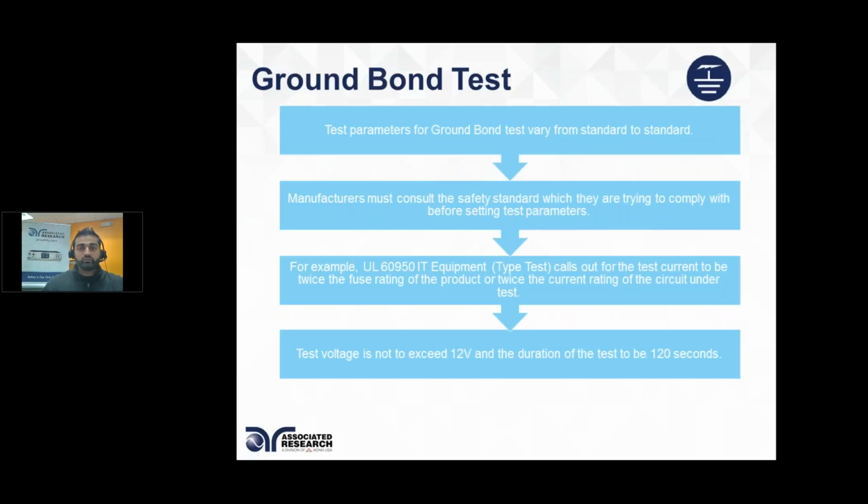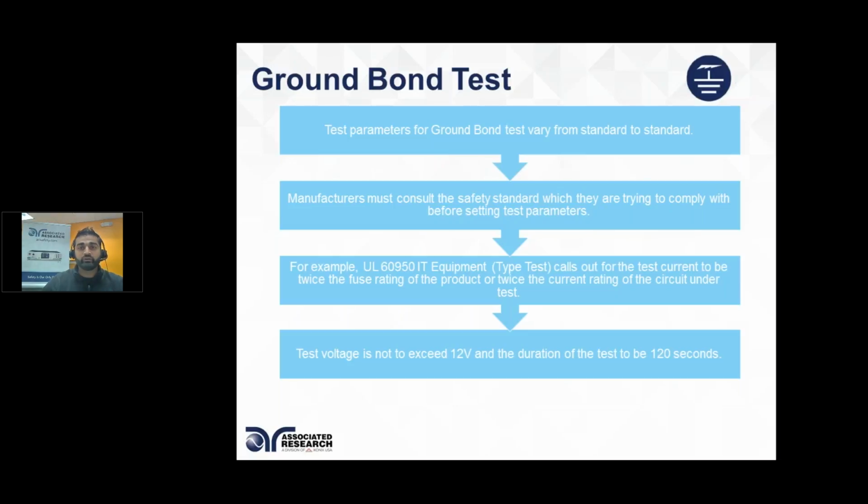Few other things about ground bond tests. The parameters vary from standard to standard. So there's not a set parameter that tells you this is what the ground circuit should be or this is how much current you should pass through. For example, when you're looking at IT equipment, the UL standard 60950 calls out for the current to be twice the rating of a fuse or the branch circuit.